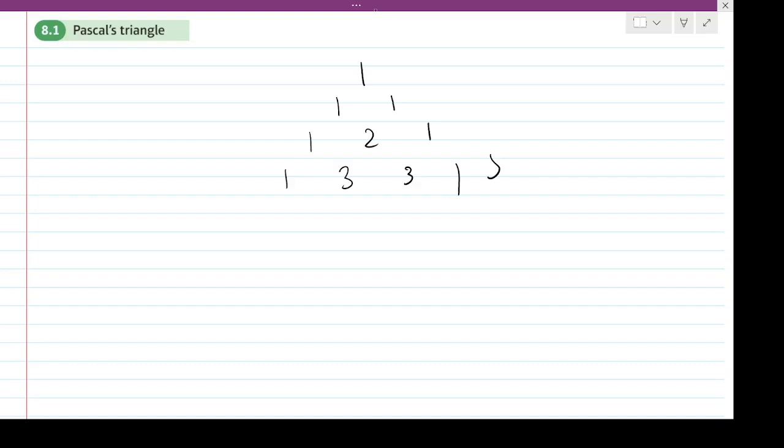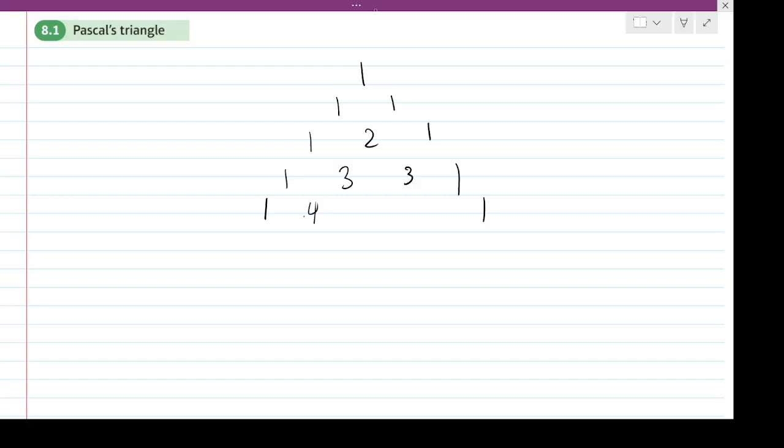Okay, what about this 3 here? Well, the top left and the top right of it are 1 and 2. Then we add them to get 3. That's where we get 3 from. Same way here, this 3 again, to the left it's 2, to the right is 1. So we add them together and we get 3. Then we can continue and go even further downwards. So again, we have 1 out here and 1 out here. Now, what about this number then? Think about 1 and 3. If we add them, we get 4. So that would be a 4 there.